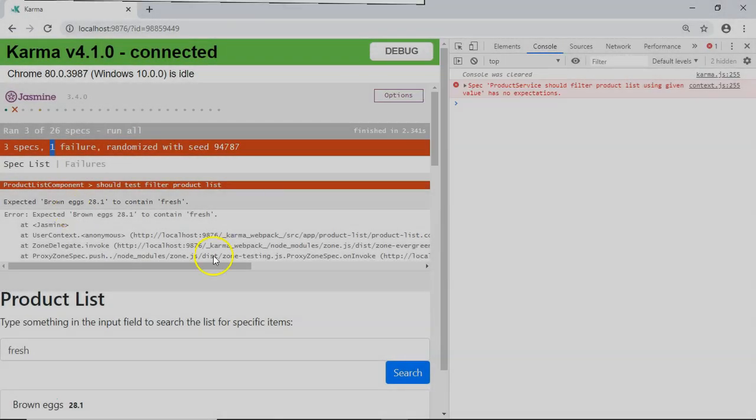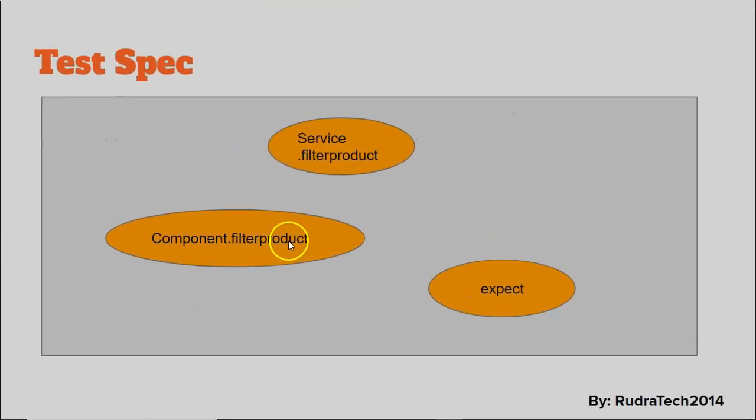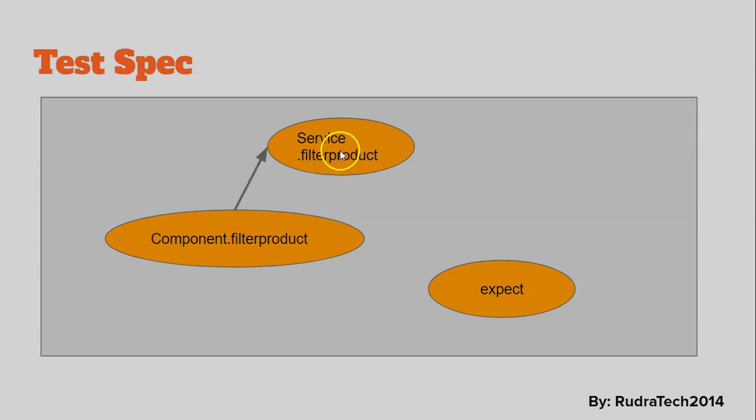And why is this happening? This is because when the component.filterProduct calls the product service, it internally tries to return a promise, and it also tries to resolve that promise. And our test spec is not going to wait for this promise to be resolved. Hence, once the component.filterProduct calls the service.filterProduct, it goes ahead and calls the expect method. And when we are in the expect, it is actually comparing the unfiltered product with the keyword that is entered. This is happening before the service.filterProduct returns the result promise, and due to this our test fails.